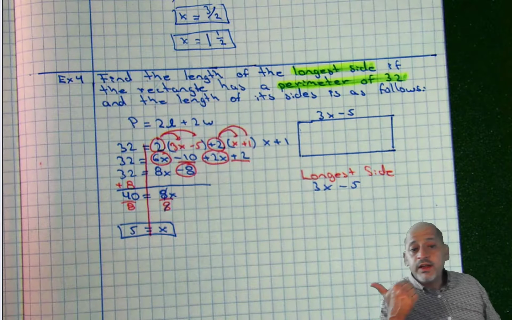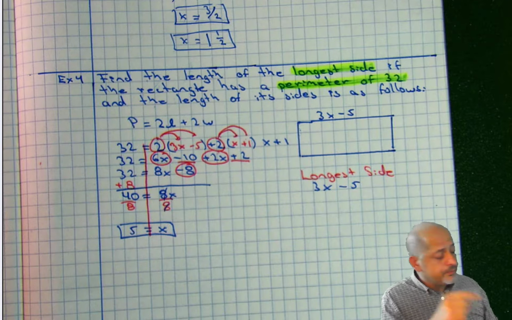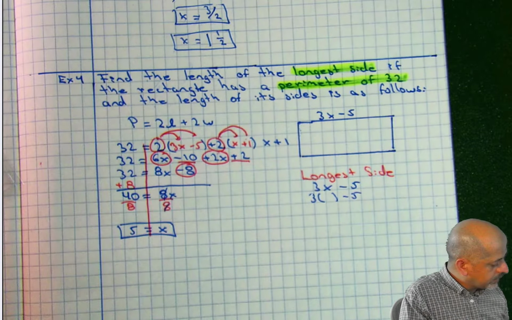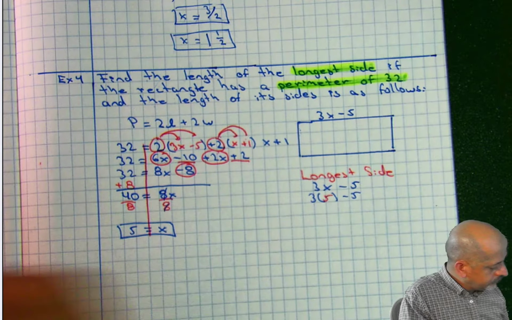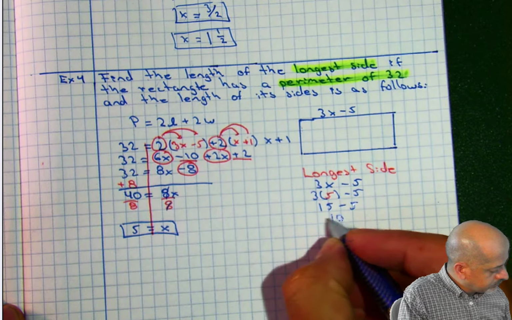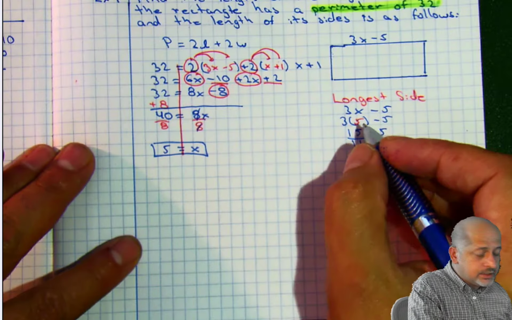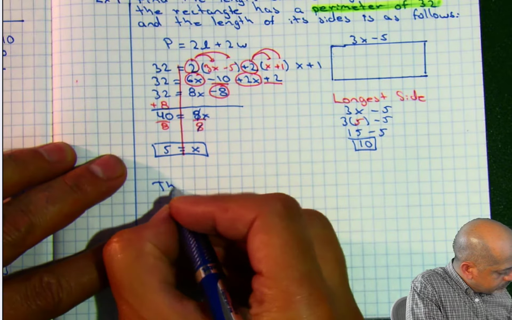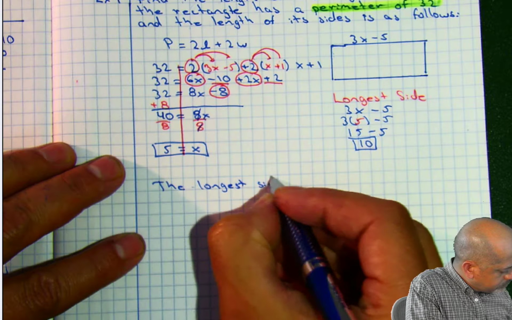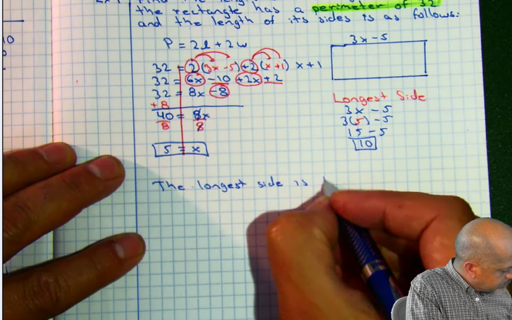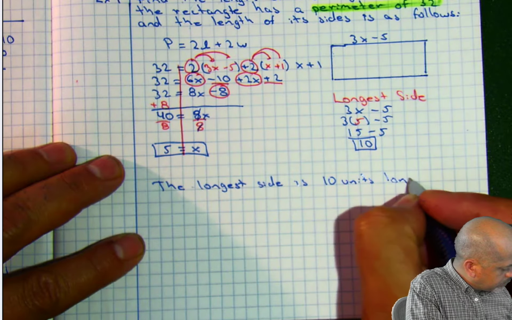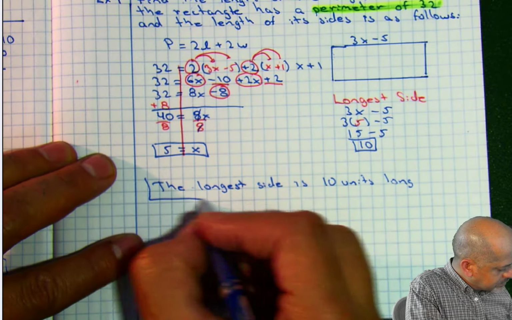But now that we know the value of x, we can plug it in, which will be 3x minus 5. Plugging in 5. That gives me 15 minus 5, which is 10. We can say the longest side is 10 units long, or just 10 units. We're just going to say 10 units.